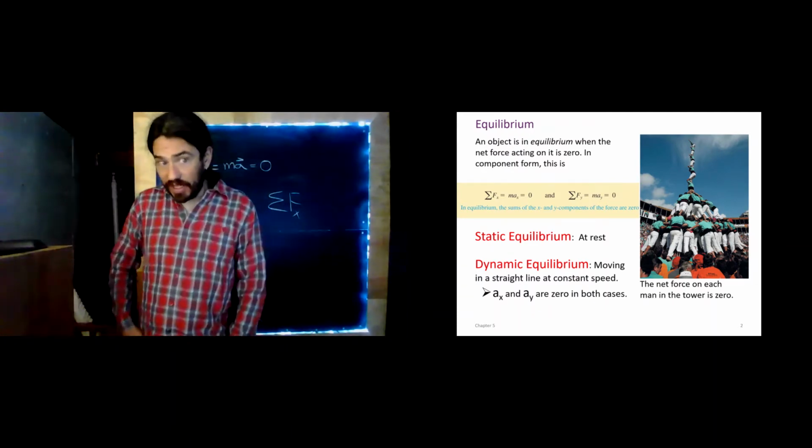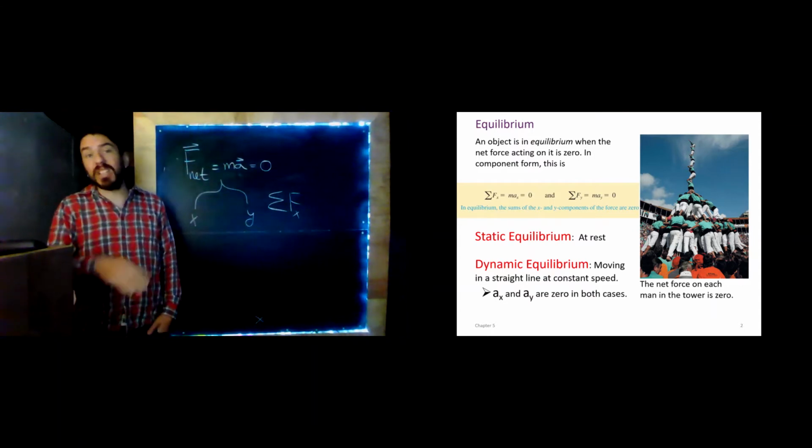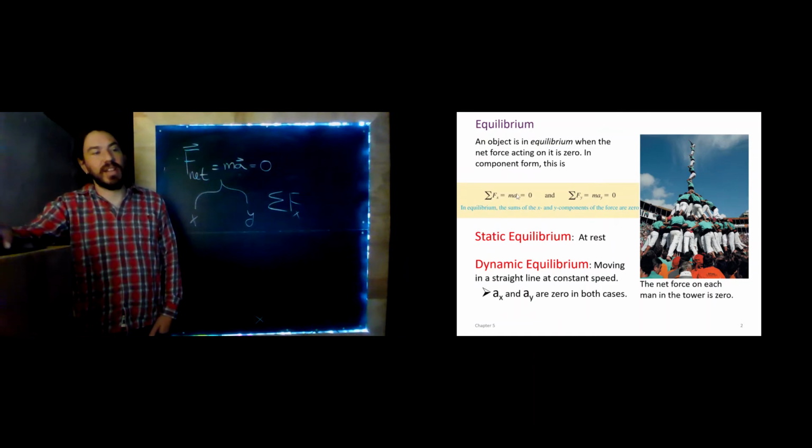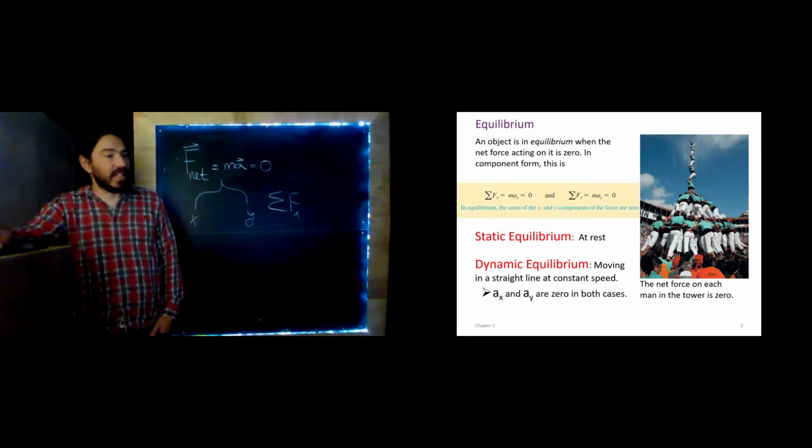Both of those have an acceleration of 0. And so we're going to distinguish here. We're going to say static equilibrium is when an object has an acceleration of 0 and is at rest. And we're going to say that dynamic equilibrium is an object that has an acceleration of 0 and is moving in a straight line at a constant speed. But in both cases, a sub x and a sub y are 0.